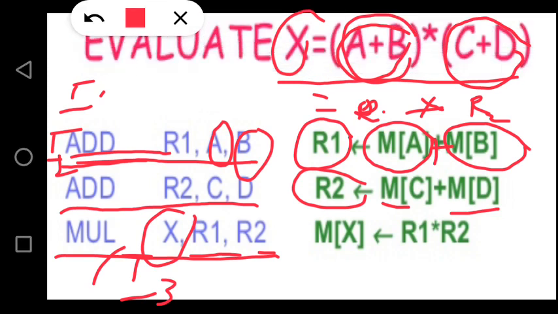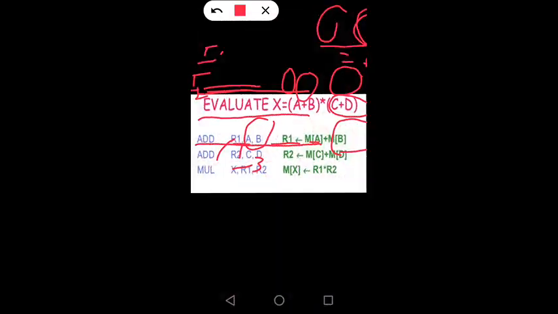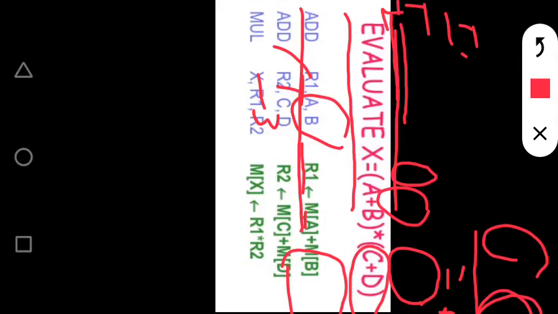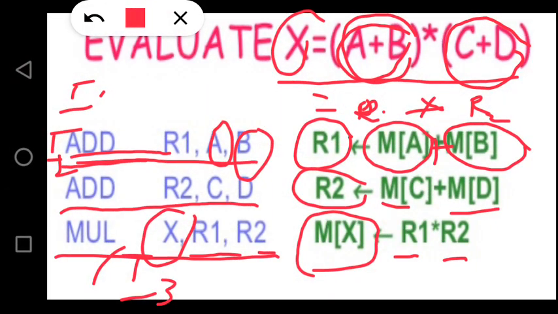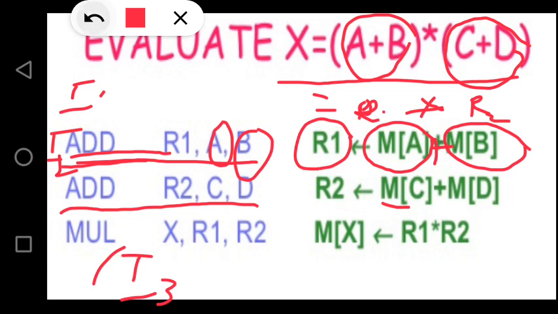So this is about multiplying the R1 and R2 values and storing the result at the address of memory location X. This is how a three address instruction is used to evaluate an expression. I hope you are understanding. This expression can be evaluated by three address instructions using three instructions.